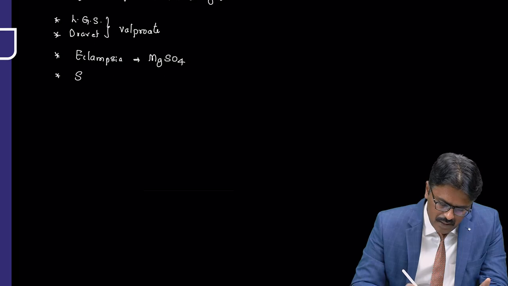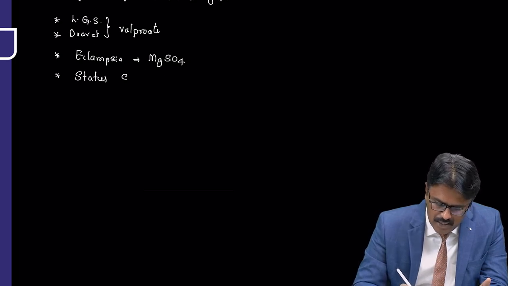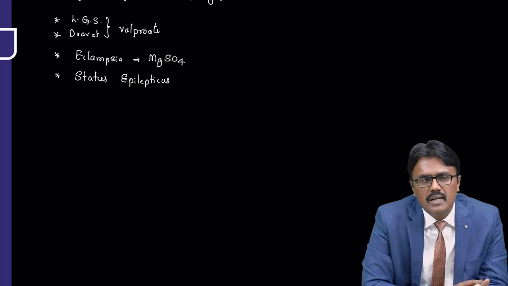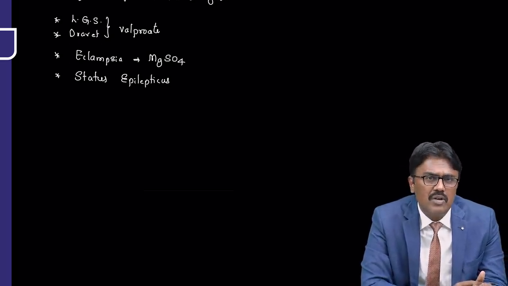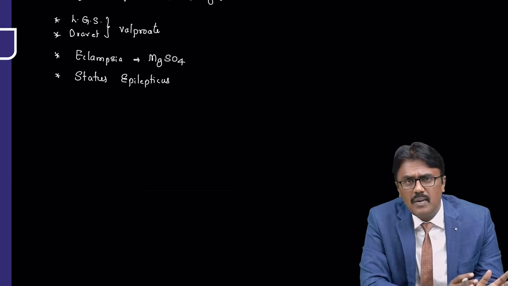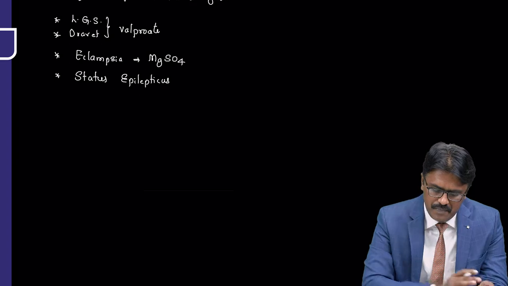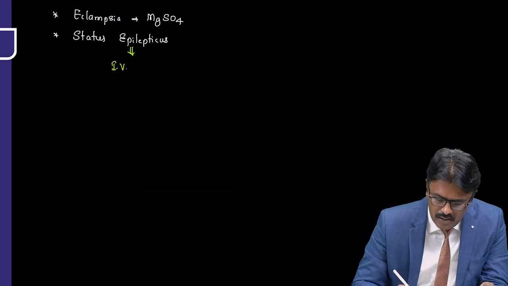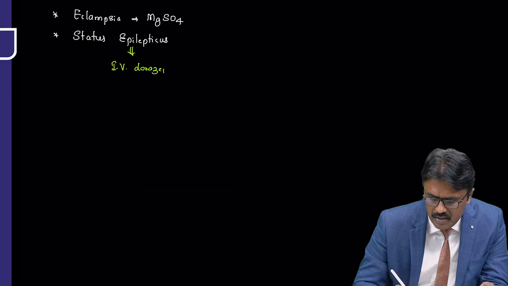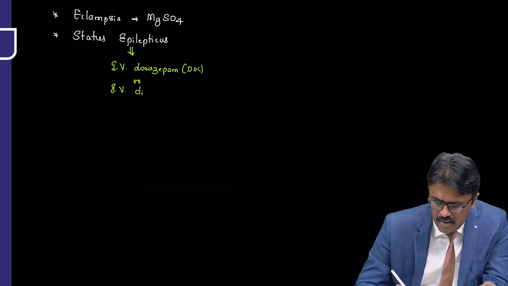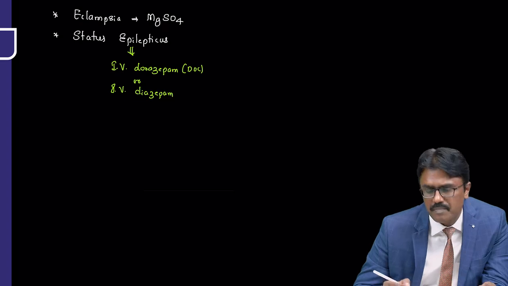One more problem is status epilepticus, which is asked. What do you mean by status epilepticus? It's a condition where the seizure will continue for more than 30 minutes. Even if it stops in between, it will continue for more than 30 minutes. It's an emergency. You have to manage it in hospital. In managing status epilepticus, the drug of choice is IV lorazepam. That is the first choice. Or if you don't get lorazepam, you can start diazepam. If both are there, go for lorazepam.